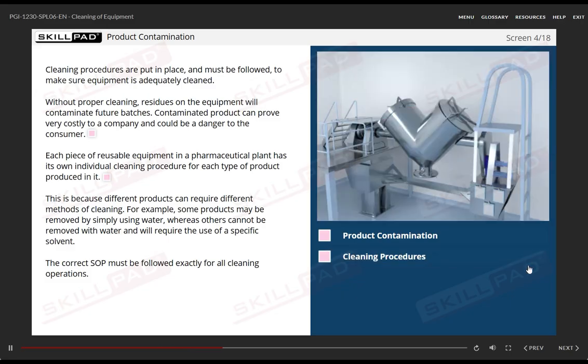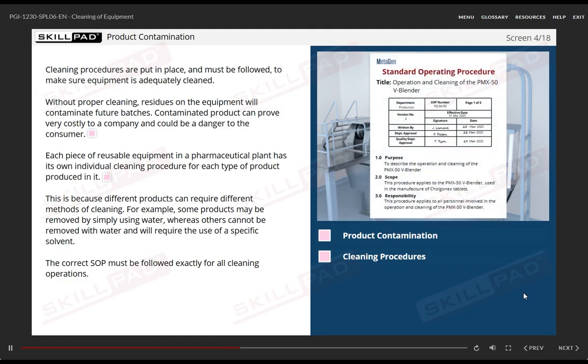Each piece of reusable equipment in a pharmaceutical plant has its own individual cleaning procedure for each type of product produced in it. This is because different products can require different methods of cleaning. For example, some products may be removed by simply using water, whereas others cannot be removed with water and will require the use of a specific solvent. The correct SOP must be followed exactly for all cleaning operations.